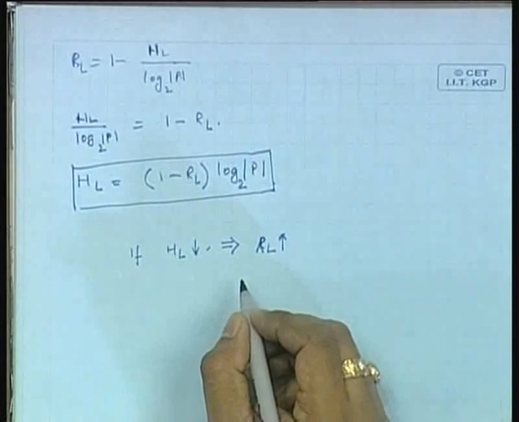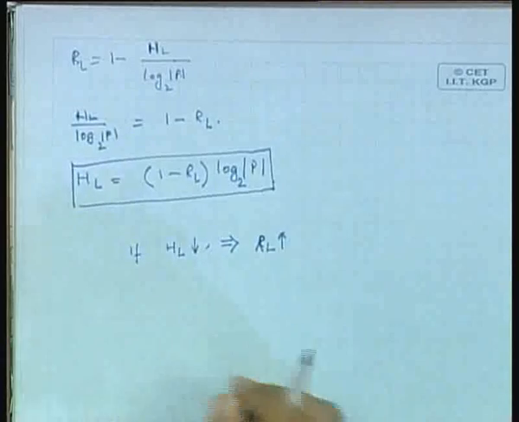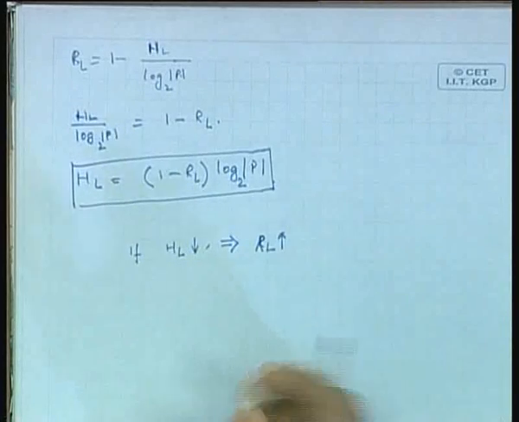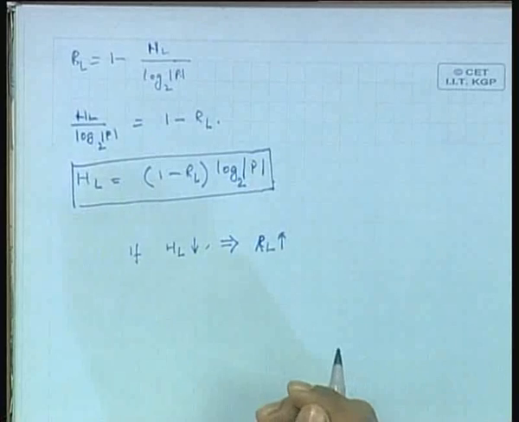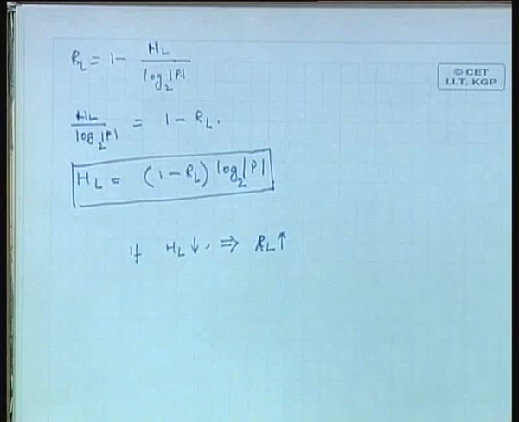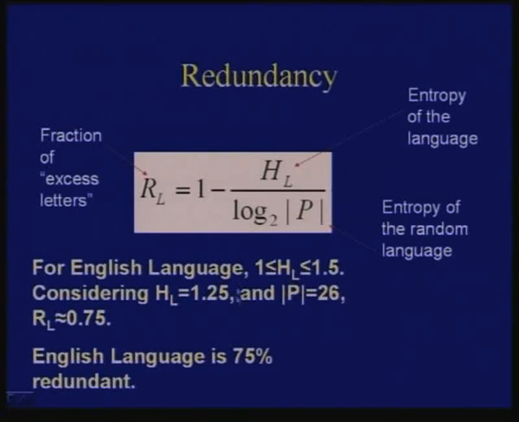Okay. So let's consider what is the corresponding redundancy of the English language. Okay. So we would like to quantize that. If you find out, you will find that HL lies between 1 and 1.5. So consider that HL is equal to 1.25, and you know that the number of plain text characters is 26, right. So therefore, if you feed into this formula, your RL works out to 0.75. So what does it mean? It means that the English language is 75% redundant. Okay. So whatever you speak, 75% of that is actually redundant.